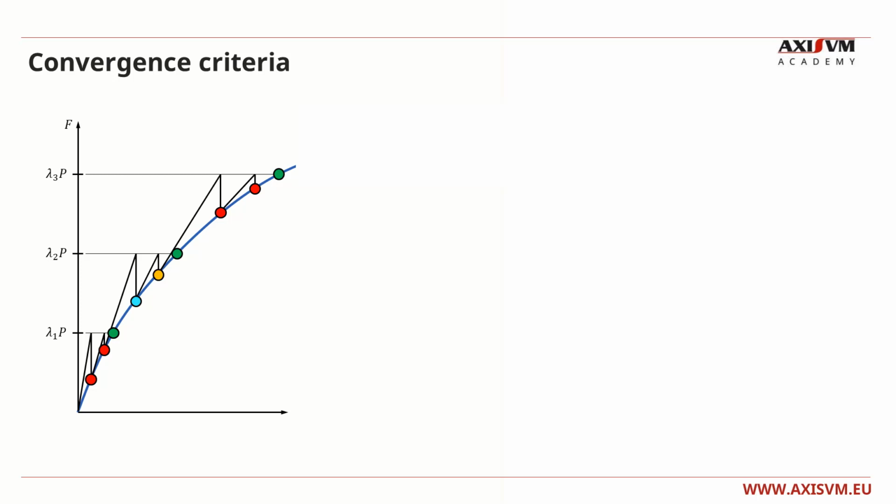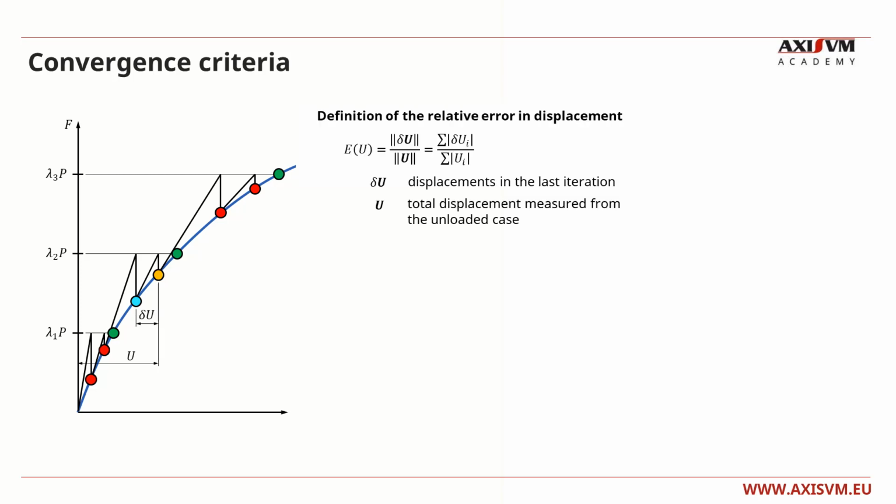Let's see these criteria, which are limit relations prescribed for some error values. Look at the last iteration in the second load increment. It is between the light blue and the orange circles. At first, let's see the convergence in displacement. Let the displacement in the last iteration be denoted by delta U. Moreover, let the total displacement measured from the unloaded case be denoted by U. In the multi-degree of freedom case, these are vectors having a scalar component for each degree of freedom.